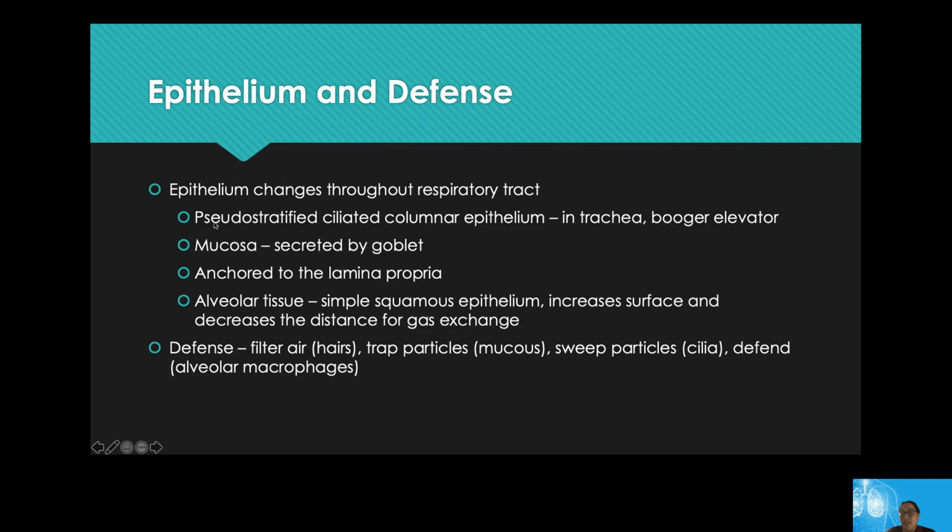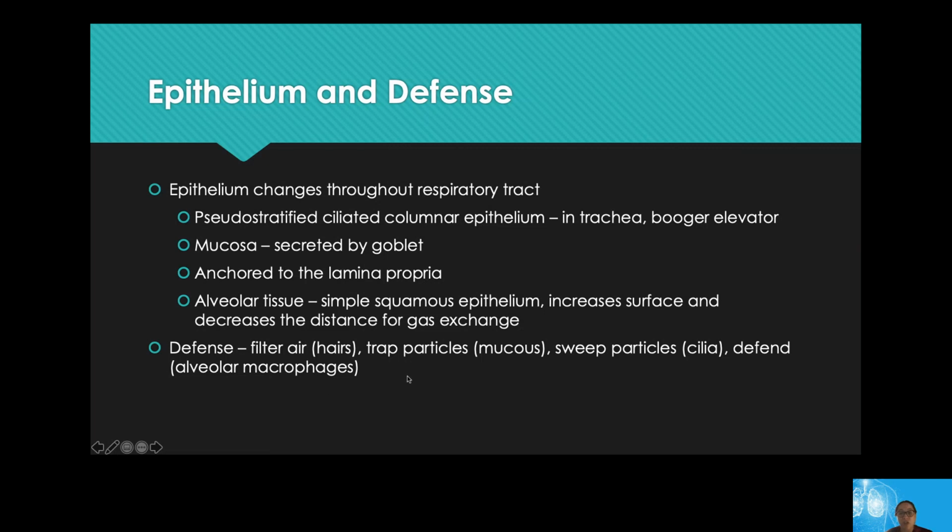The body utilizes its unique epithelium and a few other factors to defend itself. Starting with the first factor, it filters the air with the help of the different hairs it encounters in the nasal cavity. Particles get trapped in the mucus. Particles are swept or pushed out of the respiratory tract because of those cilia. And worst case scenario, you have some alveolar macrophages down at the bottom to help provide that layer of defense.